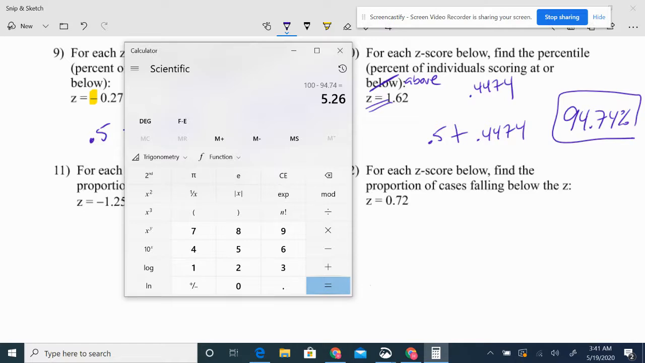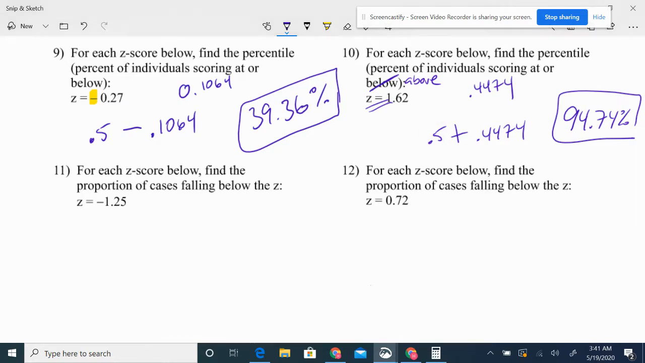Once again, the number that I get from my table, I'm going to add it or subtract it depending on my side. Subtract it like number 9, if my c-score is negative. Add it if my c-score is positive, like I did in number 10. And that's going to give me a percentage, which is my percentile, or the percent of individuals scoring at or below that value. Now in the homework, I'm going to ask you sometimes above instead of below. If I do say above, you have to go 100% minus your percentage. Okay, so let's move on.